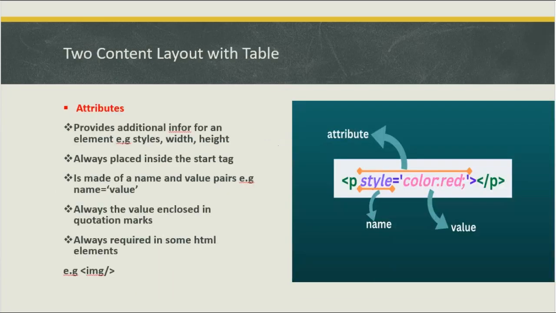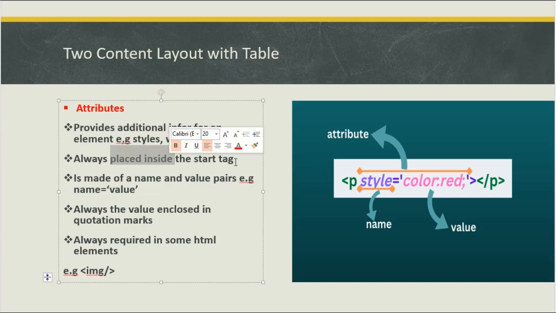Then also let us move on to look at attributes. When I'm talking about attributes, I'm referring to the characteristics or additional information concerning an HTML element. It gives us additional information about that particular HTML element, for example, styles, or maybe specifications of the width of that element, how it must be displayed on the browser, and the height of that particular element. Also, it is of much significance for you to understand that attributes are placed inside the start tag.